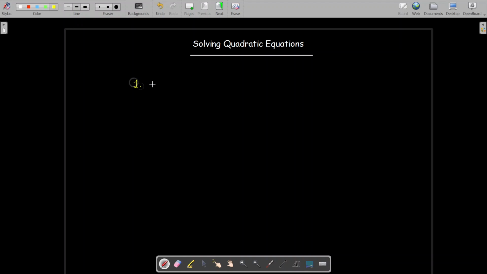The first one is factoring. The second one is using the quadratic formula. And the third one, which is my least favorite, and it's also the least favorite of almost every student, is called completing the square. So in this video we will see the first method, which is factoring.